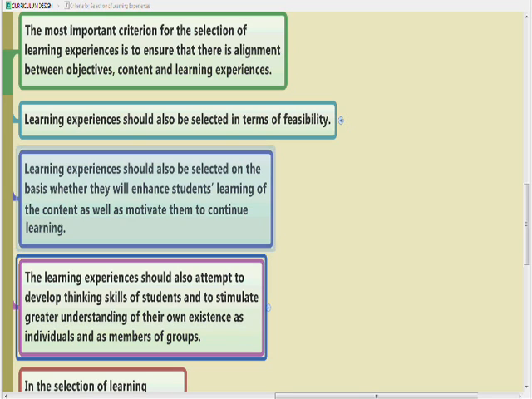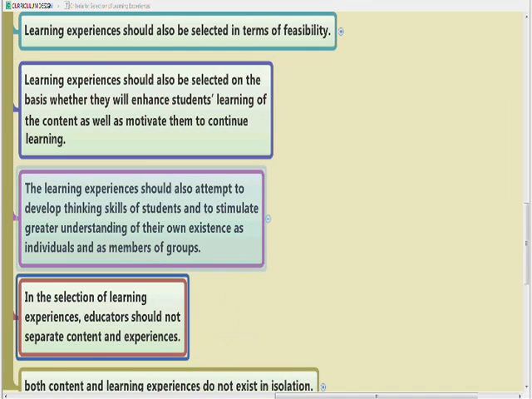We need to participate in the notion of mastery of content. But at the end of the day, the learning experience should be beneficial to you. Only when you have benefited does the society around you benefit. And only if the society around you benefits will a particular epistemology or domain of knowledge expand. So these are very important issues. In the selection of learning experience, educators should not separate content from experience.